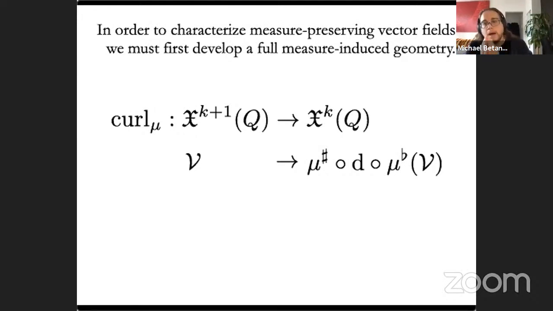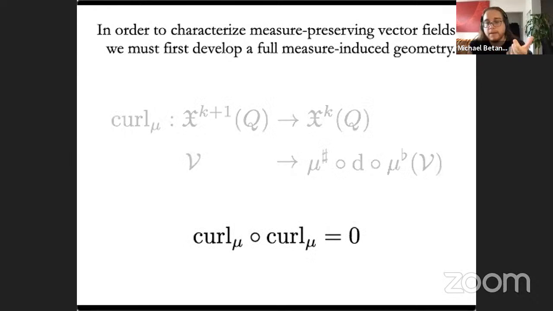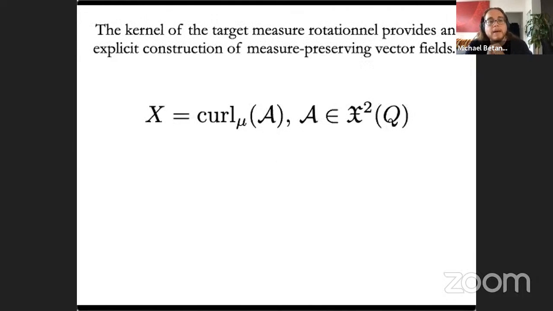Now, what's interesting about this operator is that it preserves a lot of the structure of the exterior derivative. In particular, it's nilpotent. So if you take the operator and compose it with itself, you get 0. And once you have this, now you can start talking about having potentials. So if I take some 2-vector and I hit it with this curl, or this rotational, we'll get a vector field, right?